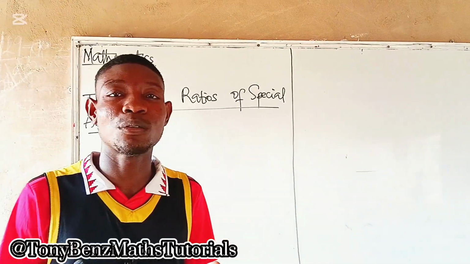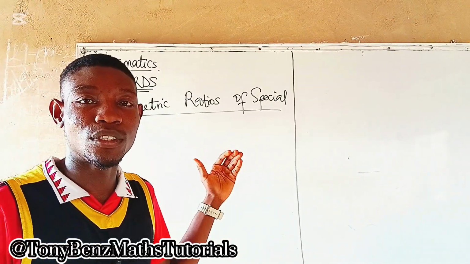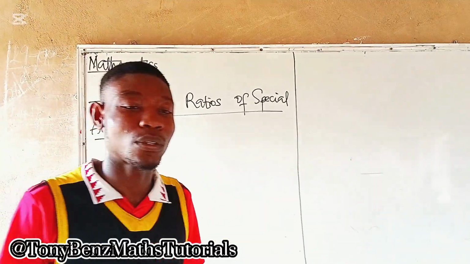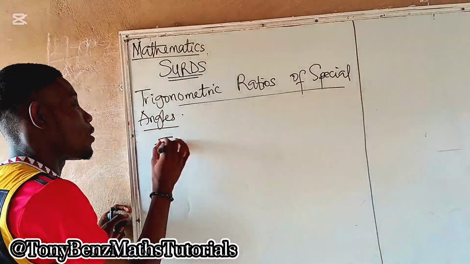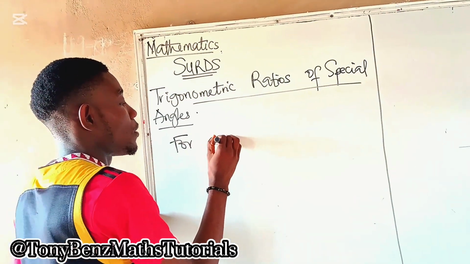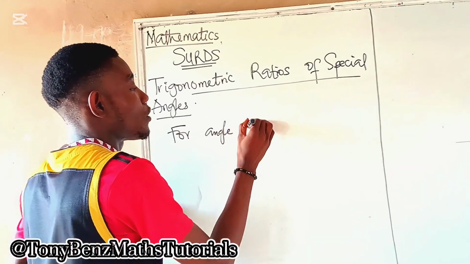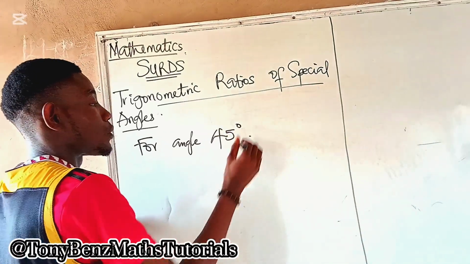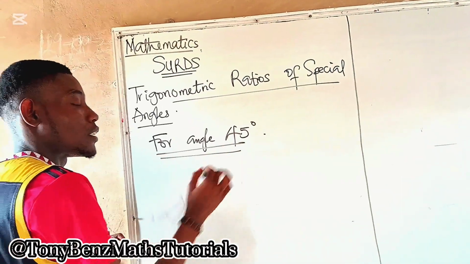Let us look at how we derive the formula for all the special angles. Now, for angle 45 degrees, this is what we get.